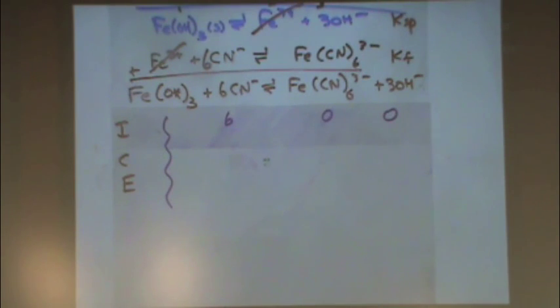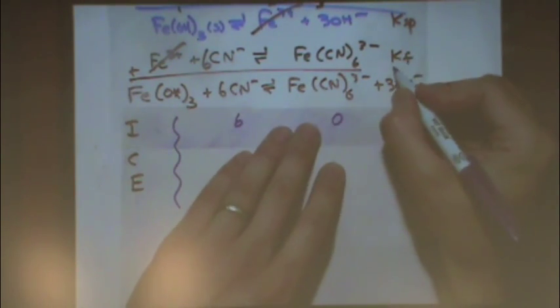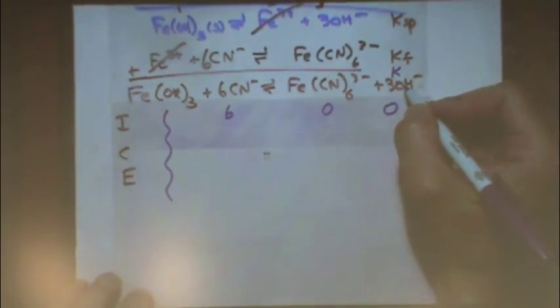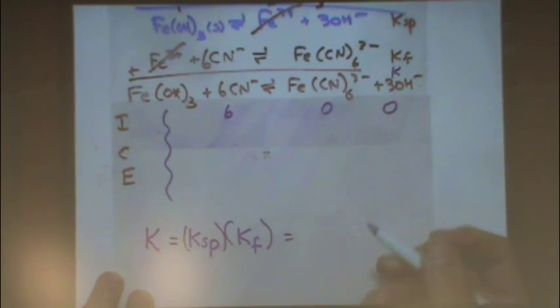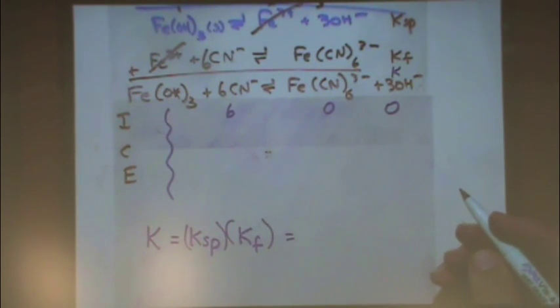Okay, one thing I need to do before I continue on, I need to know the K for the new reaction. So K for the new reaction is KSP. Am I going to add KSP and KF or multiply? Multiply. Okay, good. I need that number. So it's 3 times 10 to the minus whatever. No, 4 times 10 to the minus 38 times 10 to the 42. What is that number?